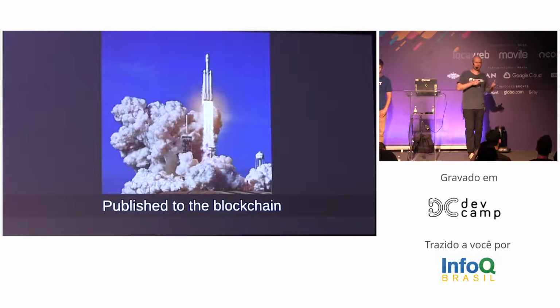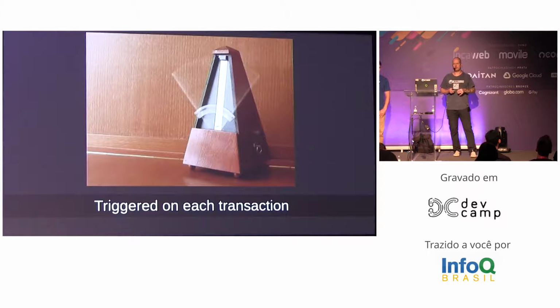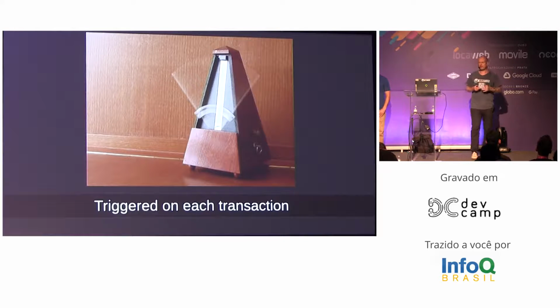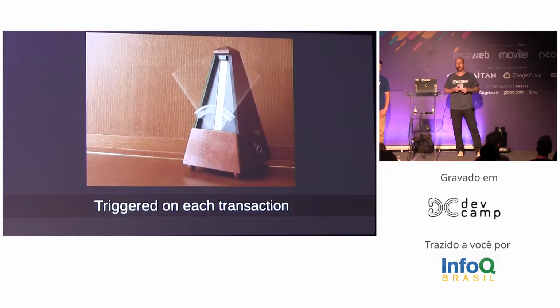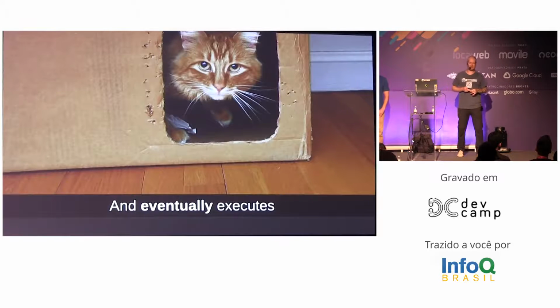When you publish that to the blockchain, it's like publishing it to anywhere, because we have nodes spread all over the world. This is what I consider serverless. It's not the serverless of Amazon, that is an Amazon server, okay? This is true serverless. It's triggered on each transaction. So we have this trigger that can, under certain conditions, dispatch or do something. It eventually executes.